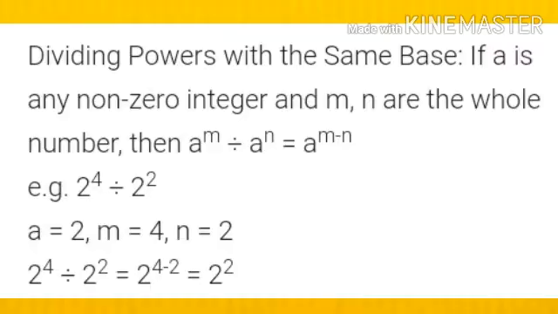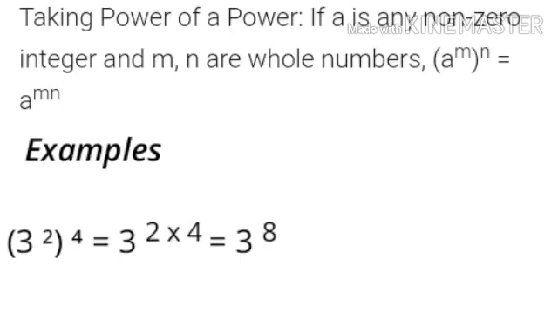Next, taking power of a power: if a is any non-zero integer and m, n are whole numbers, then a raised to the power m, to the power n, is equal to a raised to the power m into n. Example, 3 raised to the power 2, to the power 4, is equal to 3 raised to the power 2 into 4, which is equal to 3 raised to the power 8.